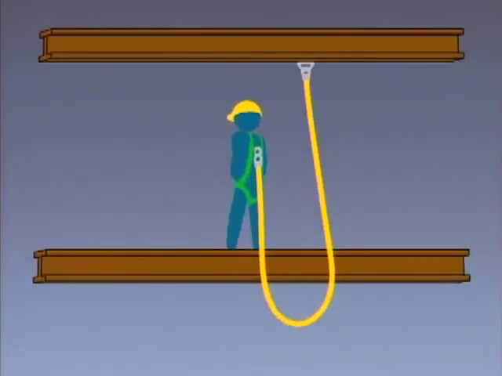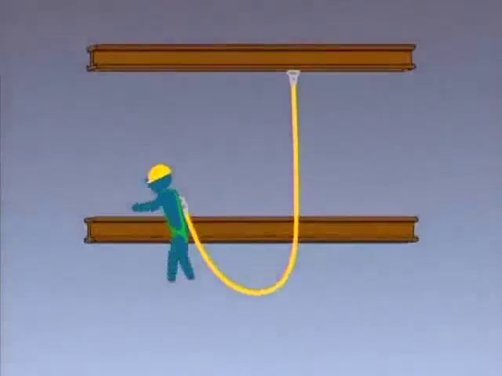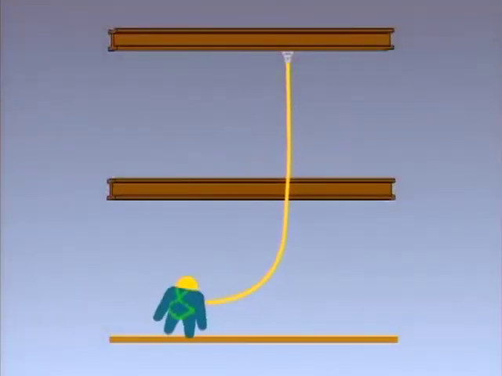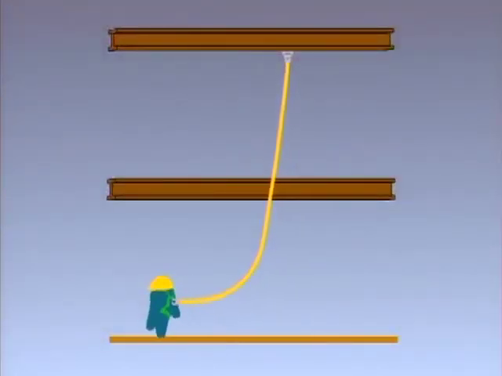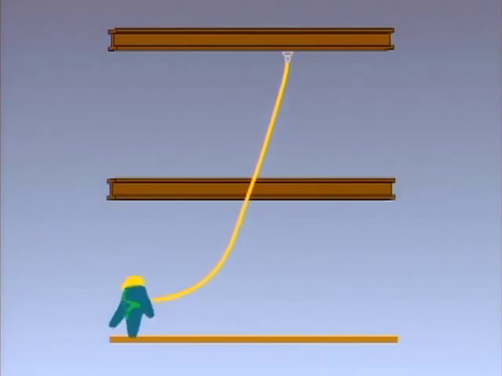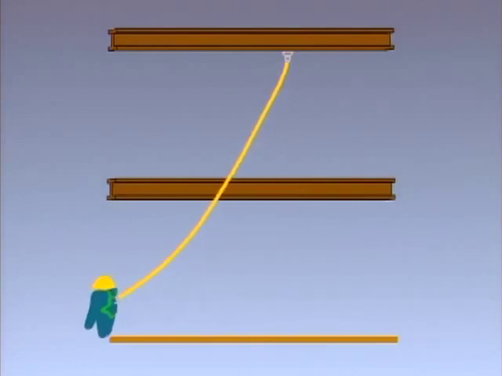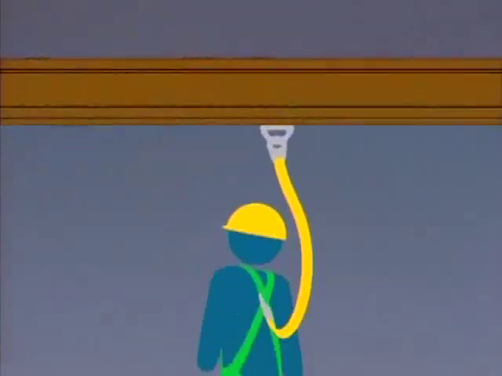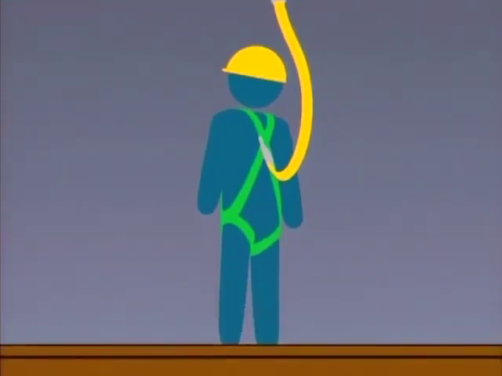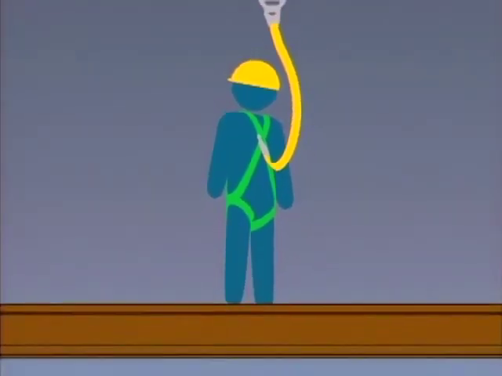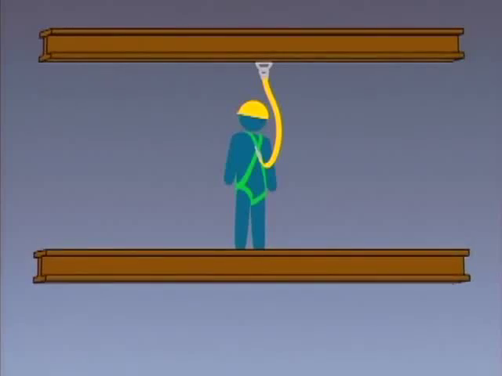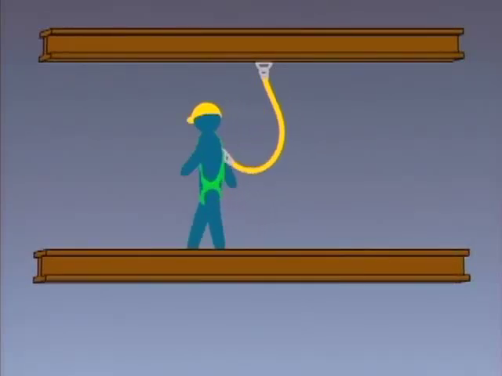Another important element in preparing a personal fall arrest system is calculating your available fall clearance. This is critical so that a lower level is not struck in the event of a fall. As shown in this diagram, a worker who is 6 feet tall using a 6-foot shock-absorbing lanyard requires 18.5 feet of fall clearance.